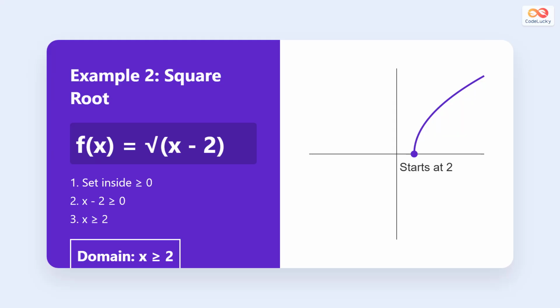Here is a square root example. The function is the square root of x minus 2. We take the inside part, x minus 2, and set it greater than or equal to 0. Adding 2 to both sides tells us that x must be greater than or equal to 2.